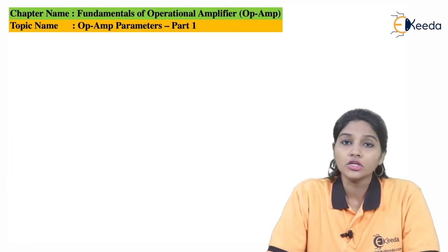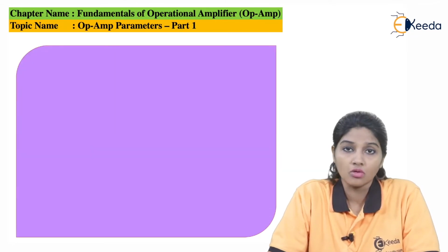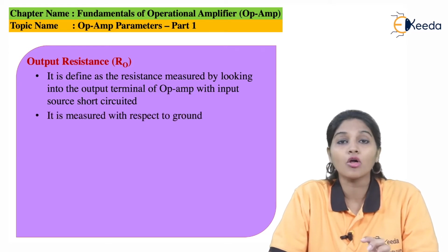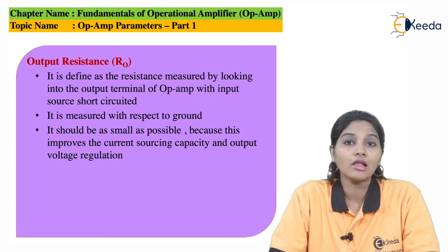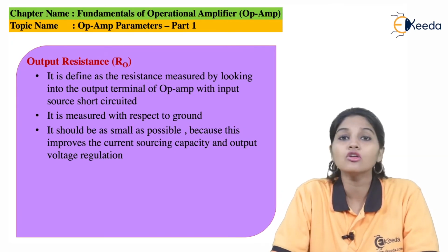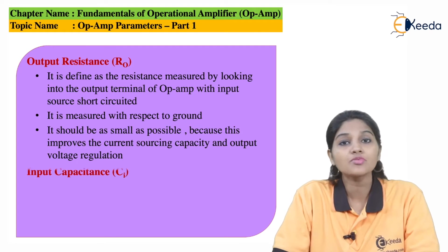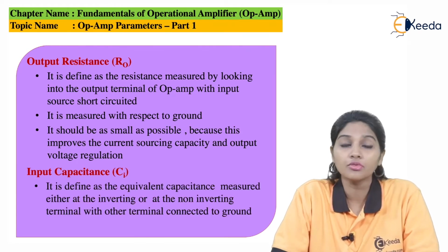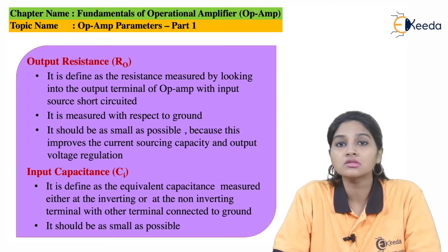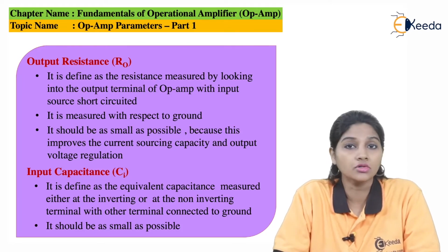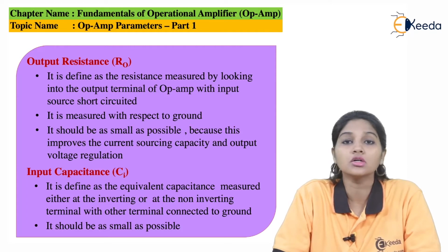The next parameter that we need to consider is the output resistance RO. The output resistance is measured at the output terminal of the op-amp by short-circuiting the input terminals. The value of output resistance should be minimum. The value of output resistance determines the voltage regulation and current sourcing capability of the output stage. The next parameter that we need to consider is input capacitance CI. The input capacitance is defined in the same way as the input resistance. It is defined as the equivalent capacitance measured either at the inverting or non-inverting terminal of the op-amp with the other terminal connected to ground.